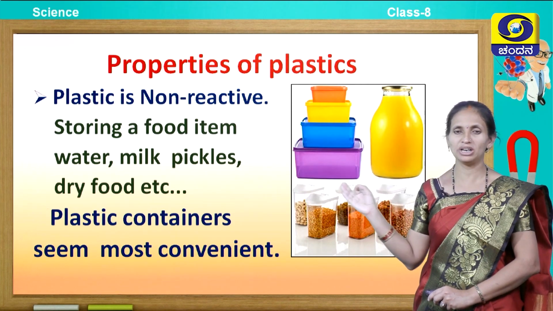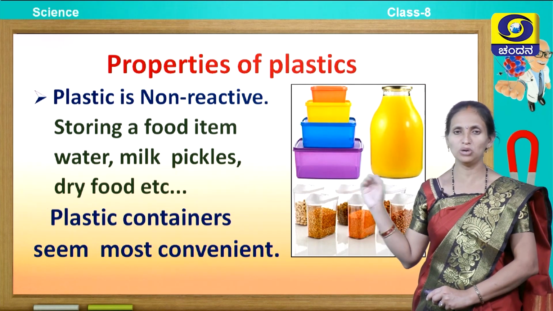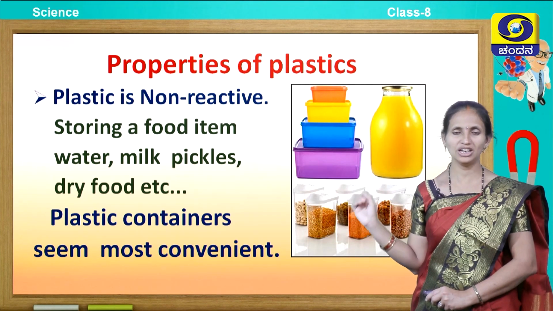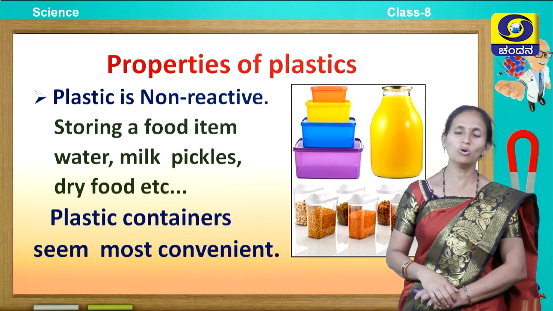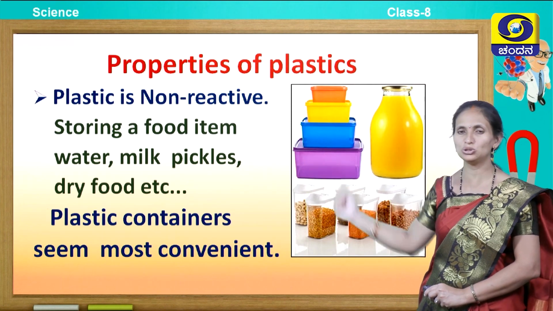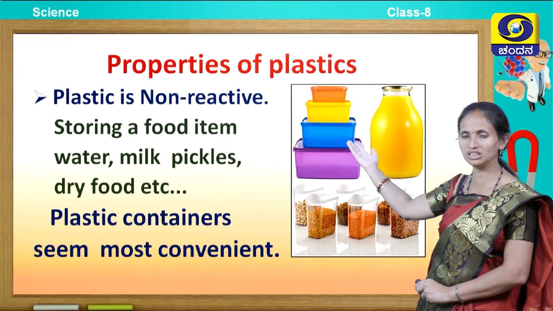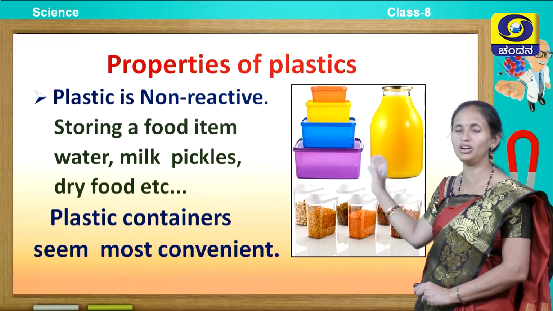Because of this property, it is used for storing food items, water, milk, pickles, dry food items, etc. The containers to store these food items and beverages are made out of plastic. Plastic containers seem the most convenient form to store these food items. You can look here, children, in the picture: the plastic containers and plastic bottles, which are used for storing different food items.